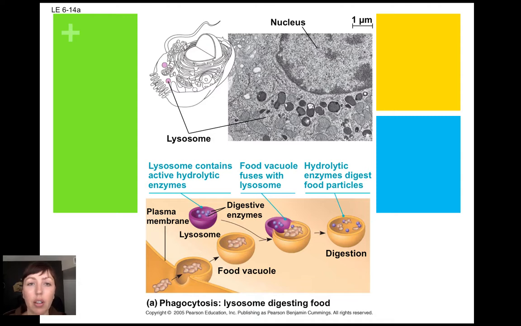Okay, so here is an image that is similar to the video you just watched. So in the top image, you can see some lysosomes in there. Okay, and then in the bottom image, you can see that lysosome contains active hydrolytic enzymes, or digestive enzymes. And you can see a food vacuole that's coming into the cell. It fuses with the lysosome, and then the hydrolytic enzymes digest the food particles.